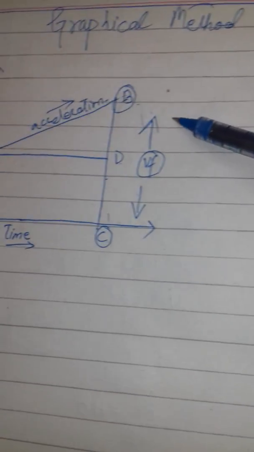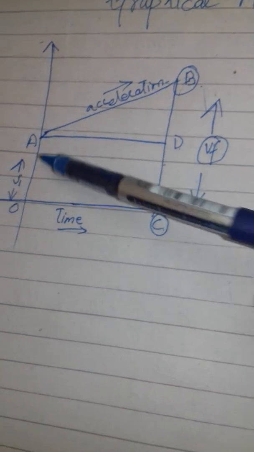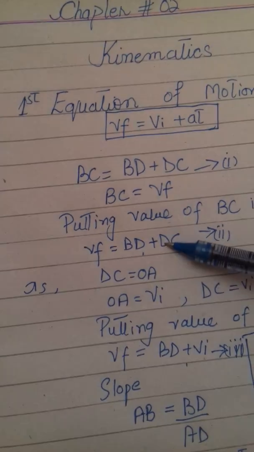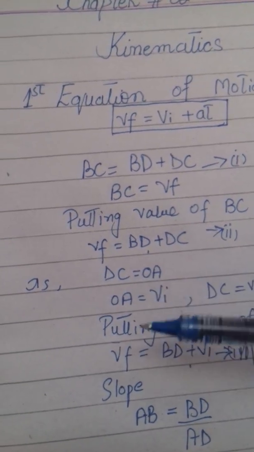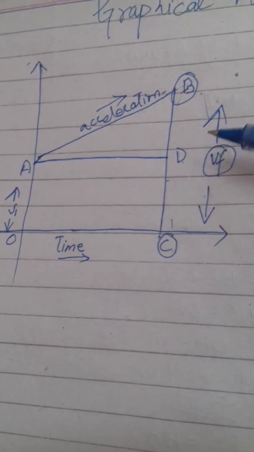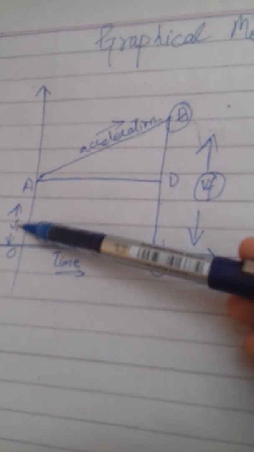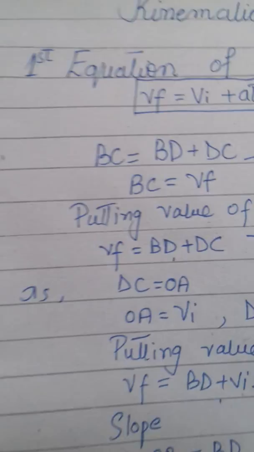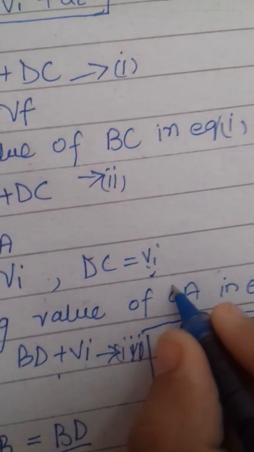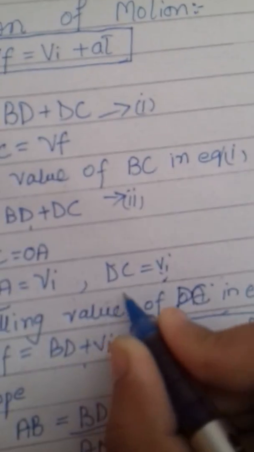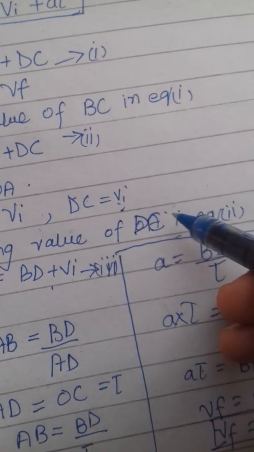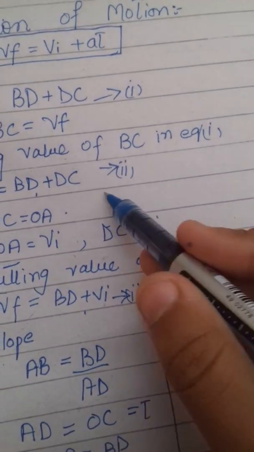As you know, DC is equal to OA, and OA is equal to Vi. OA is the initial velocity, so we can also write DC as the initial velocity. Both OA and DC are correct, because DC is also equal to OA. We have written this in equation number 2.